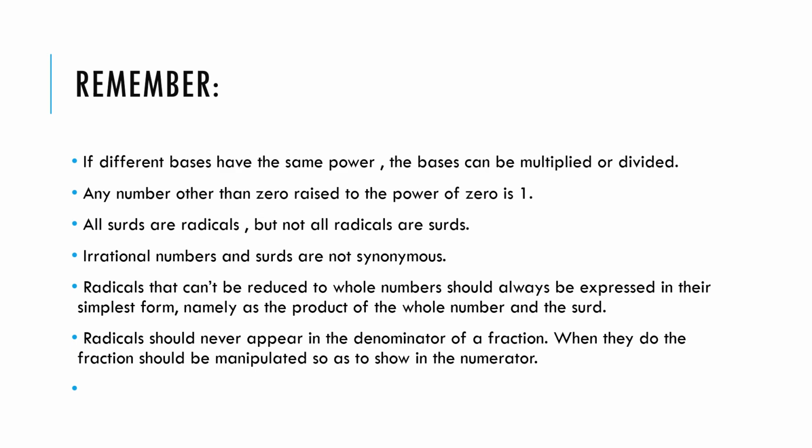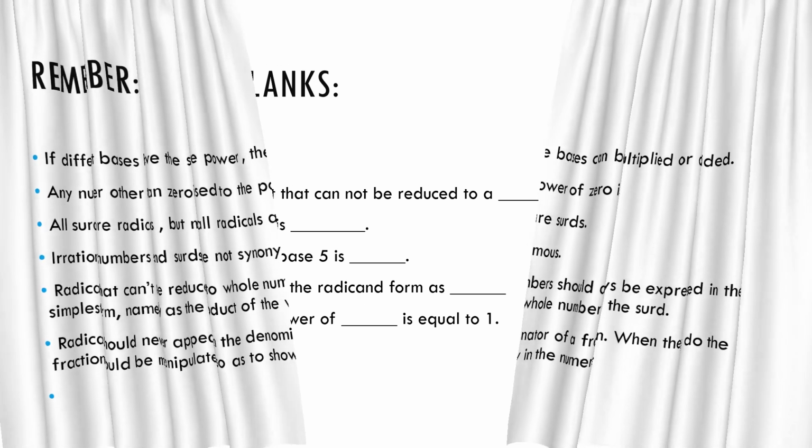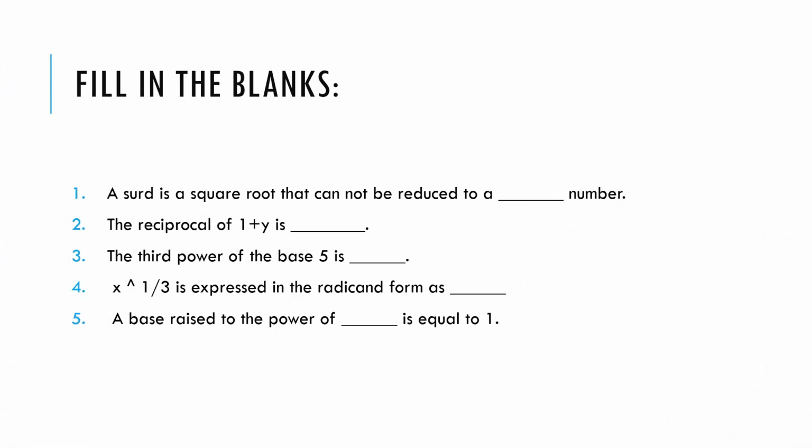Fill in the blanks. Surd is a square root that cannot be reduced to a dash number. The reciprocal of 1 plus y is dash. The third power of the base 5 is this. X power 1 by 3 is expressed in the radicand form as this. A base raised to the power of dash is equal to 1. Try to attempt these blanks on your own before we move on to the answer.